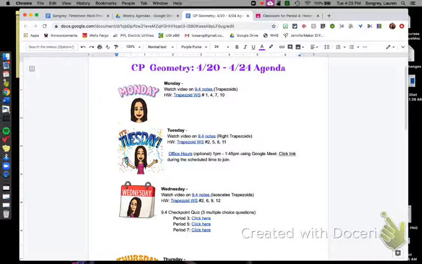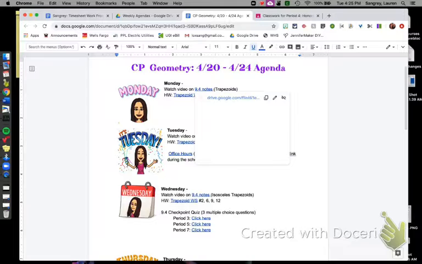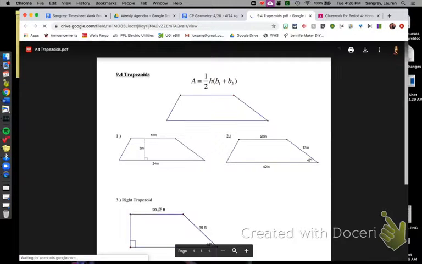This is our video for 9.4 trapezoids, and there are 3 different types of trapezoids that we're going to look at, and we're going to focus on just the general type today, and then the next 2 videos will be right trapezoids and isosceles trapezoids.